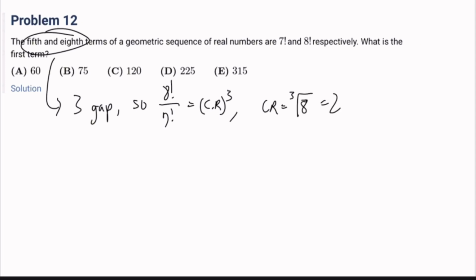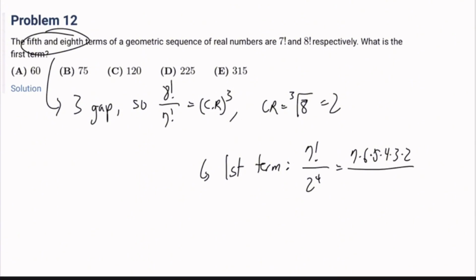And we want the first term. The first term is going to be 7 factorial over 2 to the 4th power, because 7 factorial is the 5th term. So this is 7 times 6 times 5 times 4 times 3 times 2 all over 16. Those are going to become 3, so this is 7 times 3 times 5 times 3, which is equal to 315. So this is the answer.